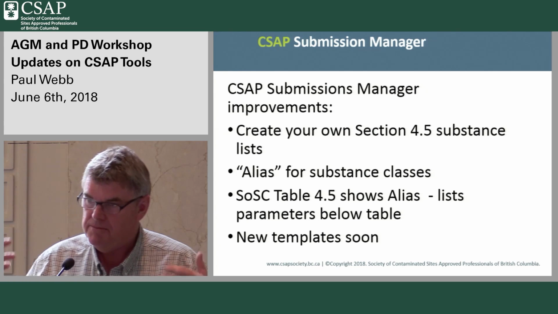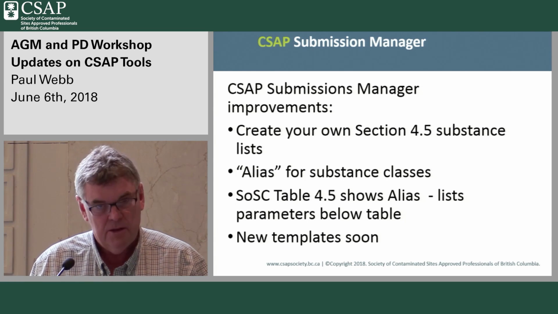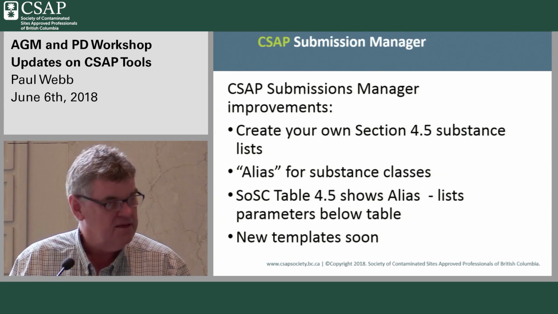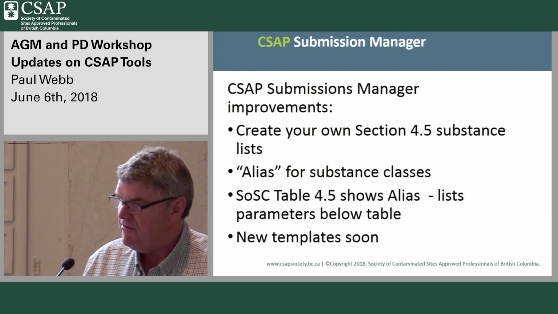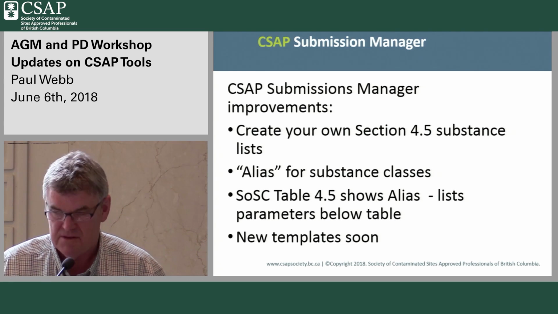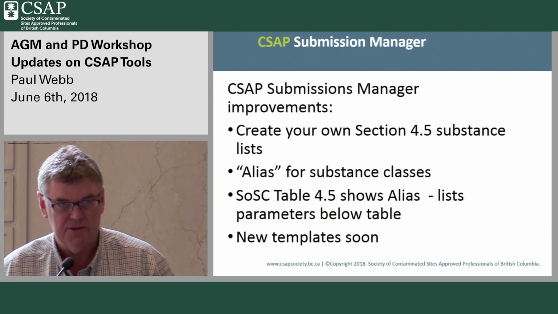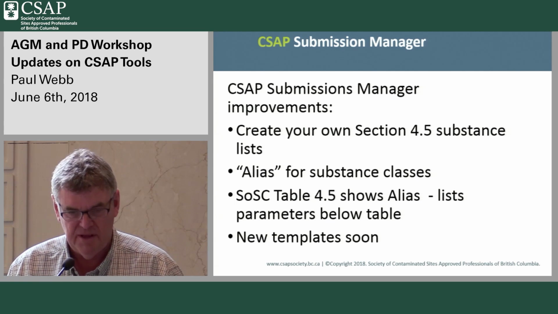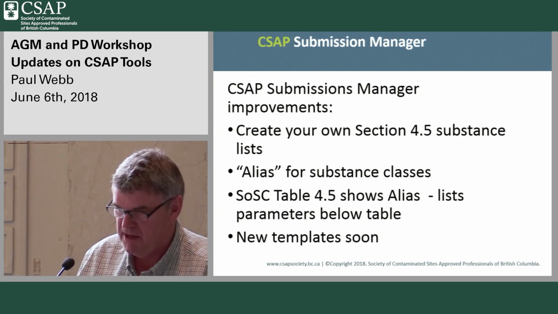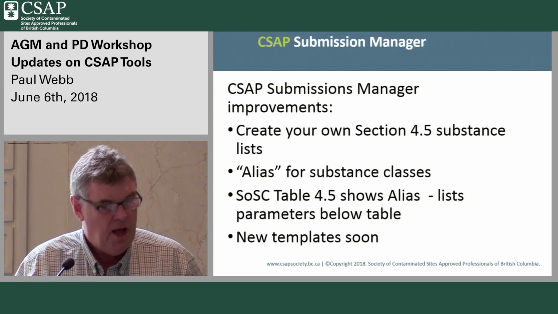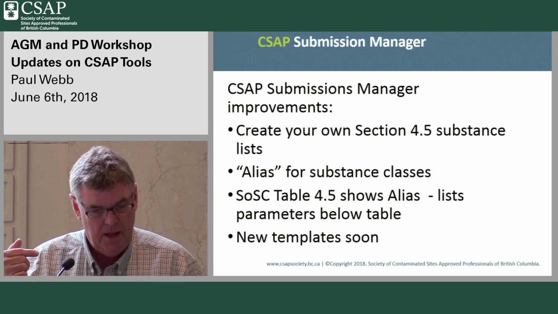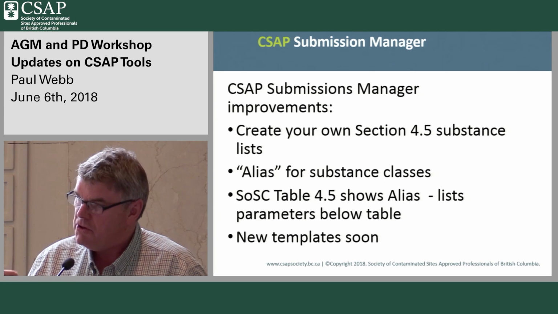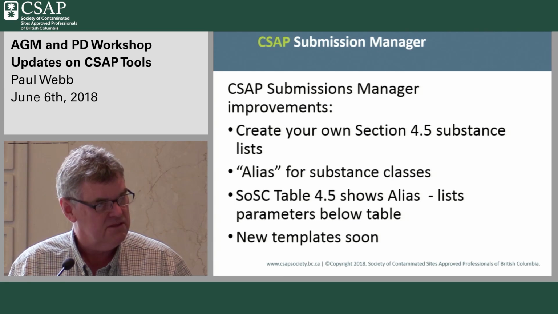So what I've been working with the developers to improve, because the main issue in the past has been section 4.5, adding substances to the table 4.5 in the summary of site condition. It's been challenging, to say the least, and most people have just thrown up their hands and said, okay, I'll just do it in Word. So what we've done is, when you get to that section 4.5, you can create custom substance lists.